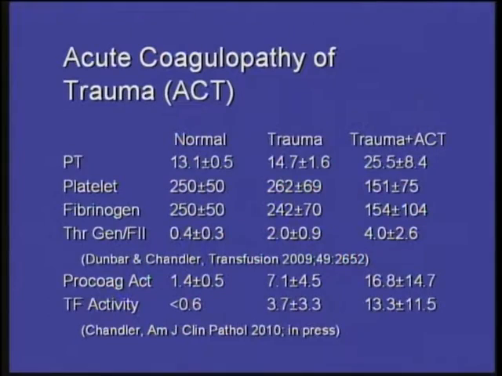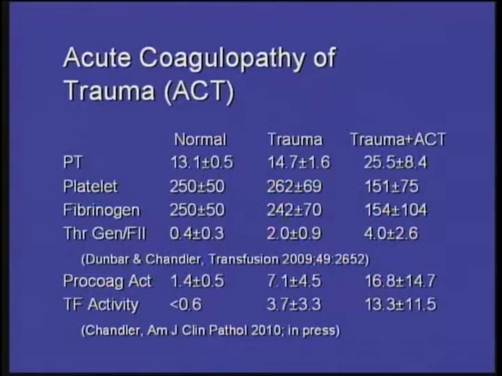So sort of looking at a group of these patients, we looked at normal individuals, patients that had trauma but didn't show evidence of coagulopathy, and then individuals that had trauma plus acute coagulopathy. And so what you can see is that the pro-time goes up just a tiny bit on average in trauma, but it's much higher in the trauma with coagulopathy patients. Platelet count is lower, fibrinogen is lower, and the best predictor of all, interestingly enough, was the ratio of thrombin generation to factor II levels.